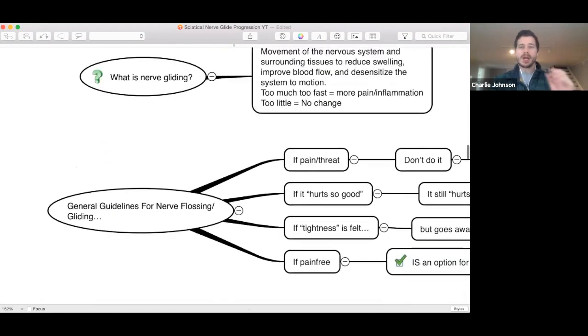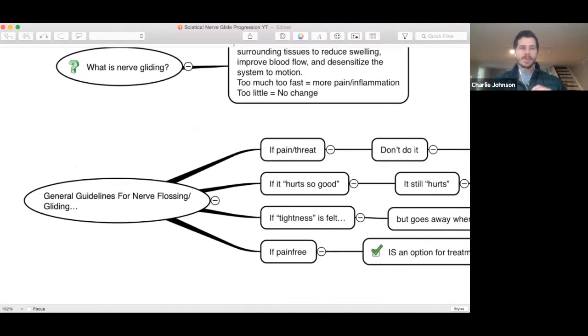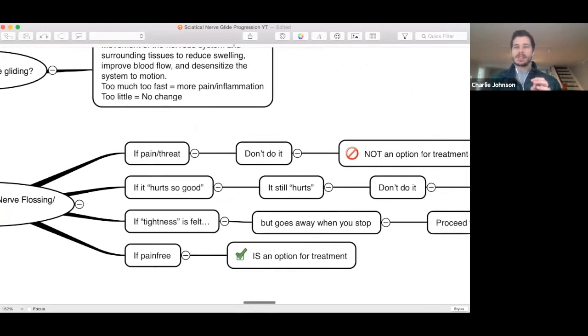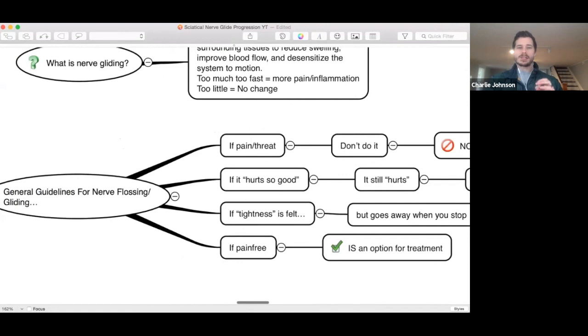So, some general guidelines. Again, these are general, but look, if there's pain or threat, really being the key word there, if you're saying, oh my gosh, this is not good, then please don't do it. It's not an option for treatment. I know that sounds obvious, but I can't tell you how many times people push into pain thinking no pain, no gain.